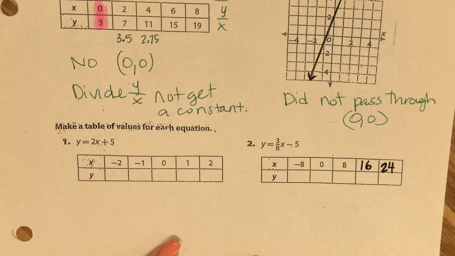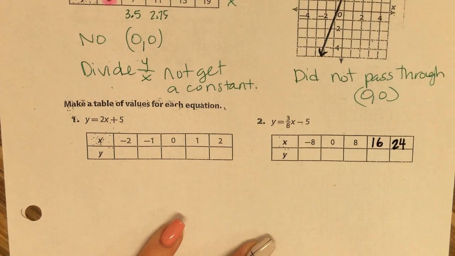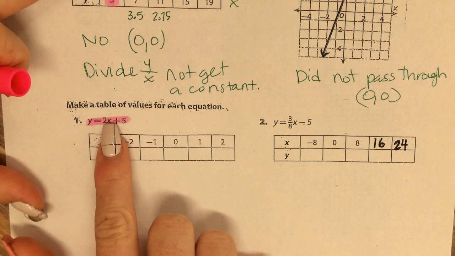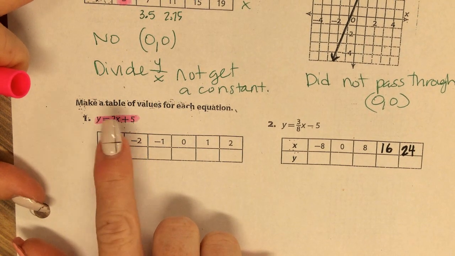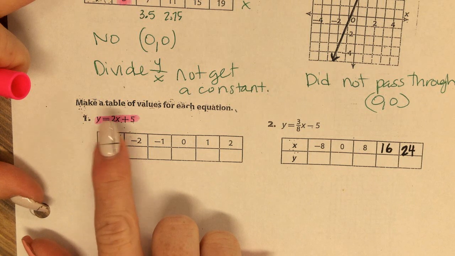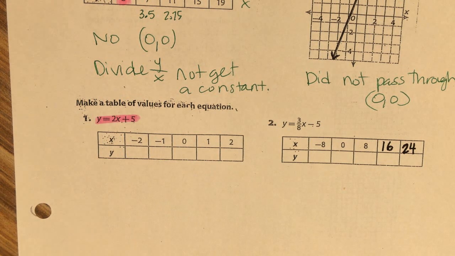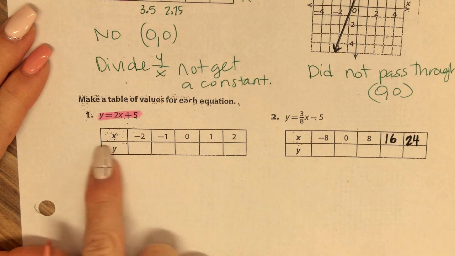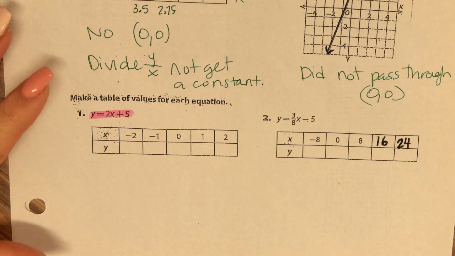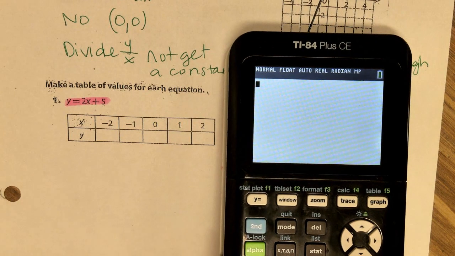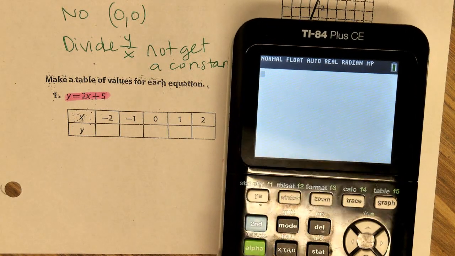Now, on the next part, this is super, super easy. They're going to give you an equation. So here's your equation. Is this equation proportional? Why not? Because it's plus 5. There's a plus b. Now, it wants you to fill out the table. Your calculator is going to do all the work. So grab your calculator. I'm waiting on everybody to get your calculator.